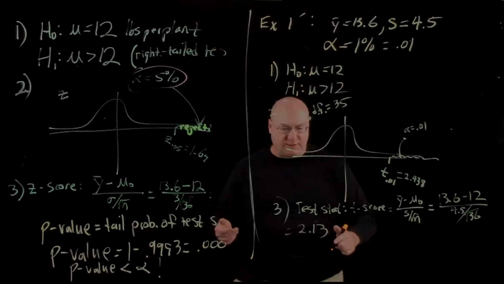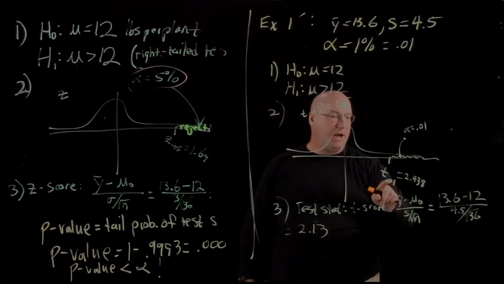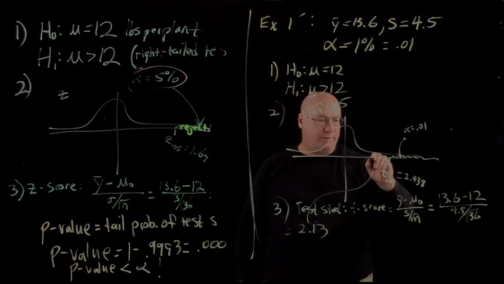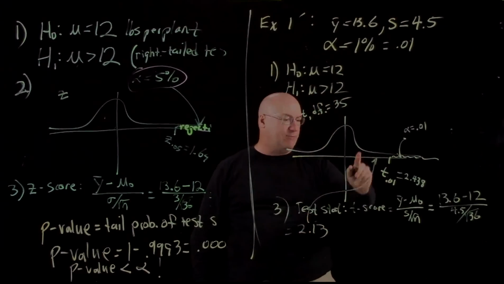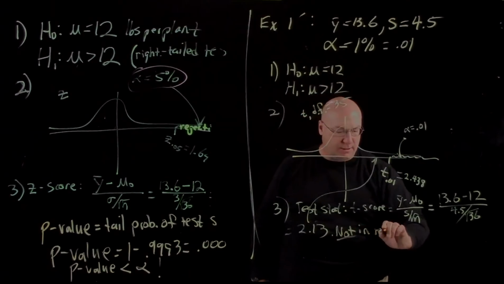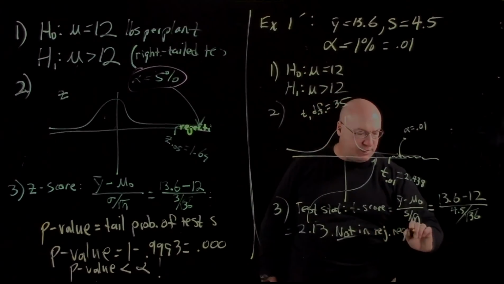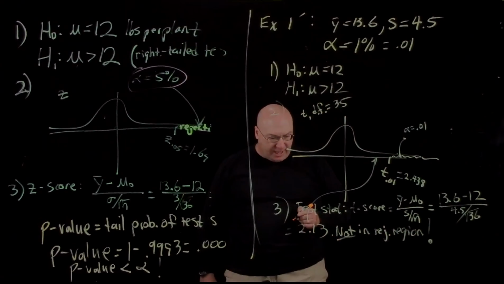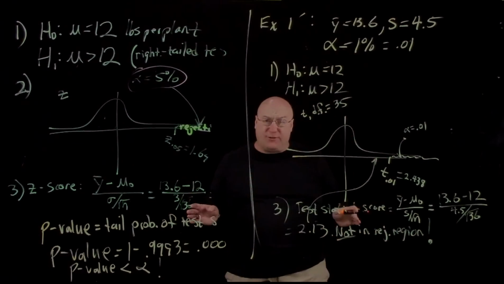Okay, well notice then, if my critical value is 2.438, 2.133 is somewhere in there, it's not in the rejection region. All right, it's not in the rejection region. And so we know that we're going to fail to reject H naught.